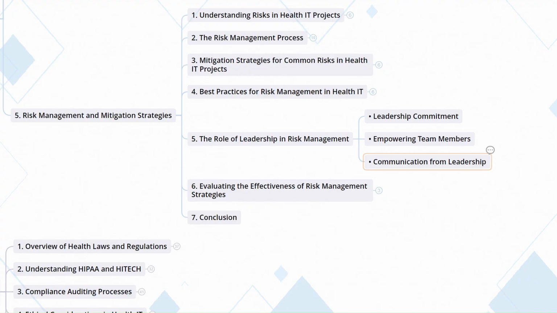Next, communication from leadership. Leaders should openly communicate about risks and the strategies in place to manage them. Transparency fosters trust among team members and stakeholders, allowing for a more proactive approach to risk management.